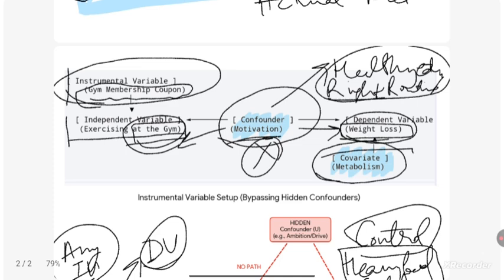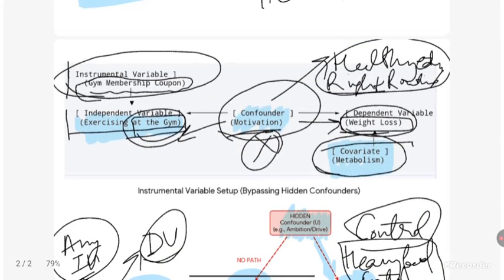In this case, what about this covariate? The covariate metabolism is something which affects weight loss, right? So the metabolism of a person also affects the dependent variable, that is weight loss. So we can control for this covariate and make it a control variable. In case we have got the values of metabolism of different people, we can add this as a control variable so that we exclusively get the effect of exercising at the gym without considering the effect of metabolism. So this is how you should plan your study.